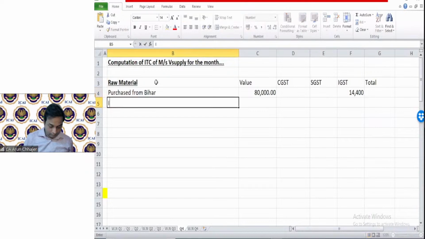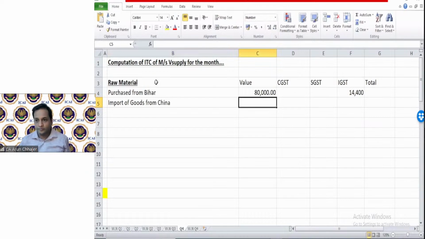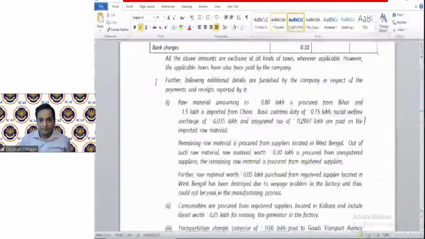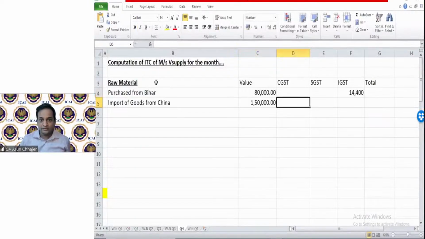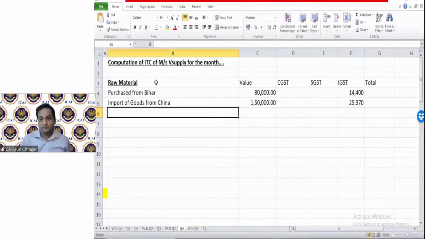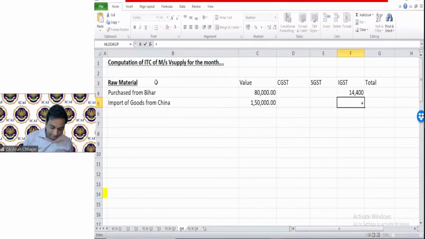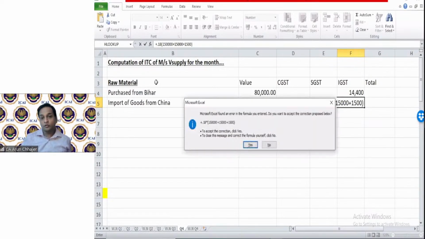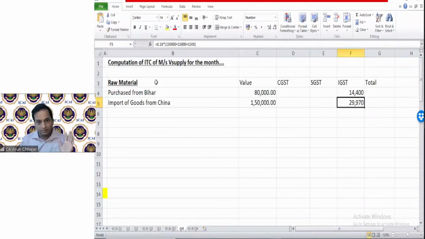Now, import of goods from China. So we have calculated the total value is 1,50,000, and how much is the IGST? 29,970. Correct. 0.18, 1,50,000 plus 15,000 plus 1,500. Then what is the total? 29,970. It's matching perfectly. Okay.